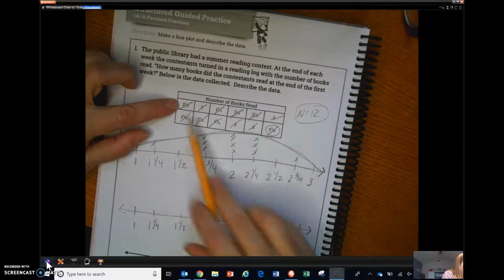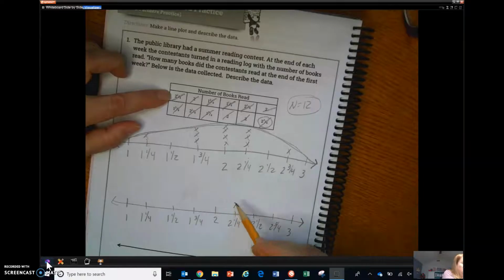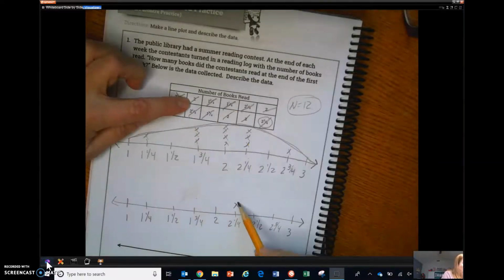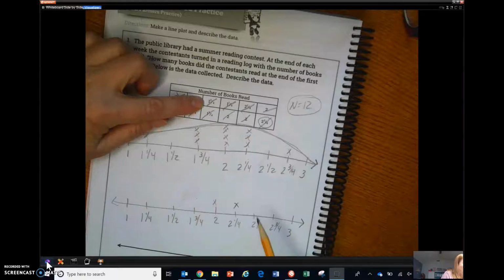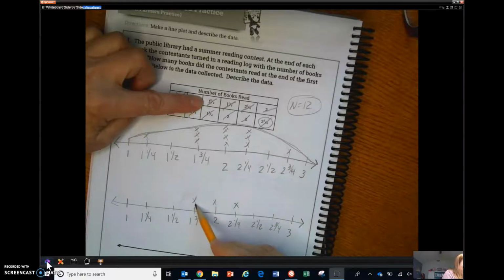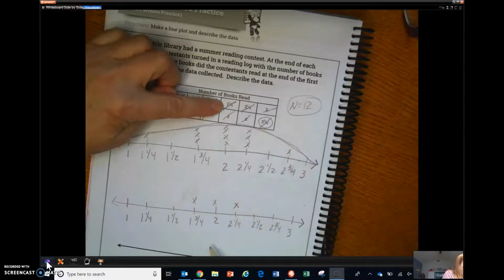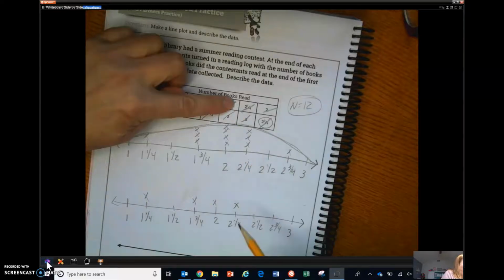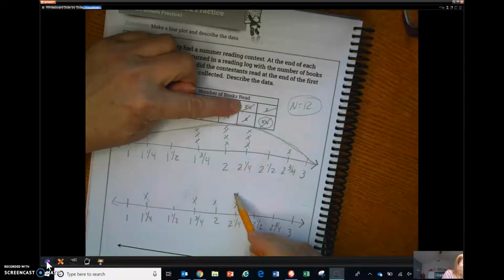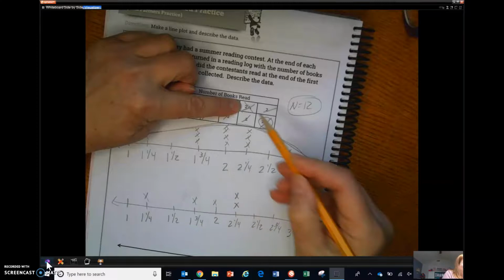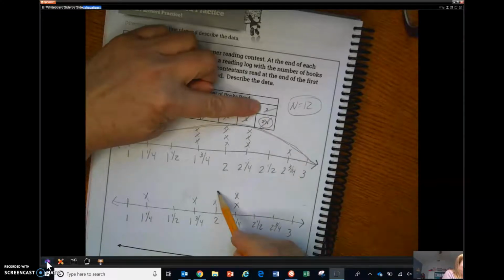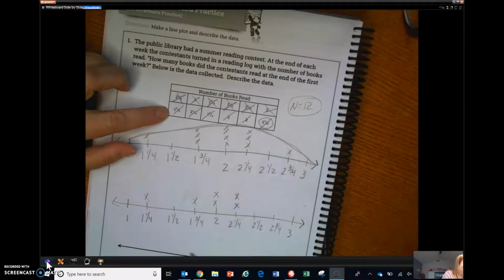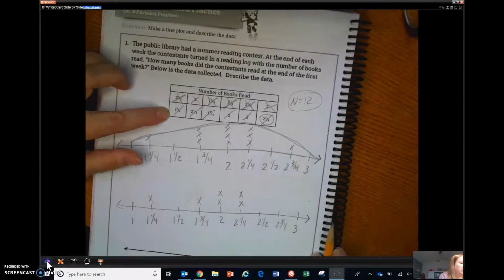So 2 1/4, I put an X and cross it off. 2, put an X, cross it off. 1 1/3, put an X, cross it off. 1 1/4, X, cross it off. 2 1/4, now I have another X. 2, cross it off. Don't forget to cross it off because you might lose your place.